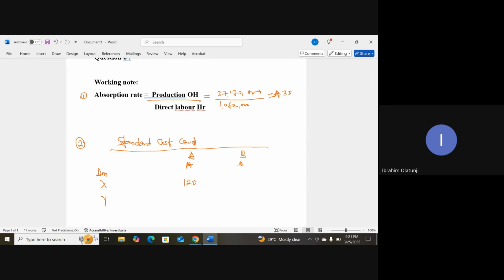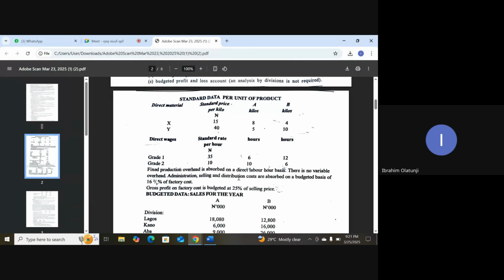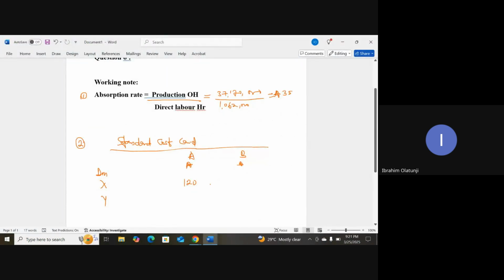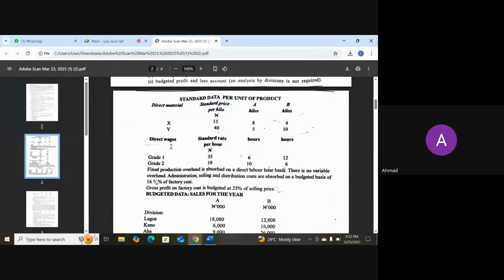So for material B, it uses 4 kilos at the rate of what? The same 15 naira. So what do you have, please? 60. Okay, 4 times 15 is 60. So then let's look at material Y.